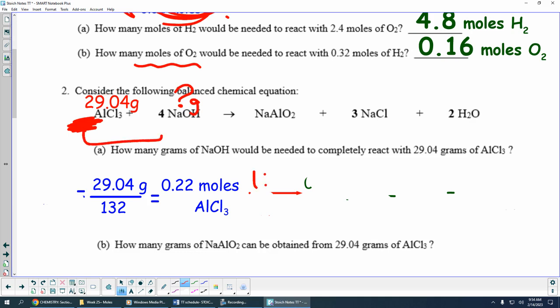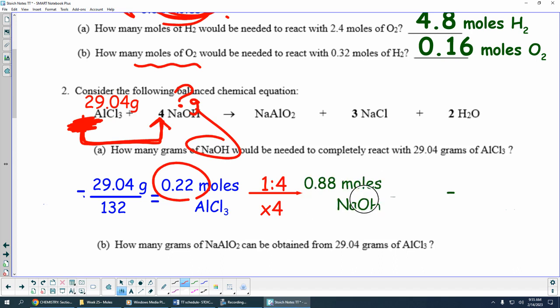And what is the coefficient to where I want to go? I want to know how much NaOH. So that is a 1 to what? That's a 1 to 4 ratio. 1 to 4 ratio. Okay. Am I getting bigger or am I getting smaller? I'm getting bigger by how much? By 4. So what am I going to do to this 0.22? I'm going to multiply it by 4. Hopefully 0.22 times 4 in your head is 0.88. Okay, that's how many moles of NaOH we got.